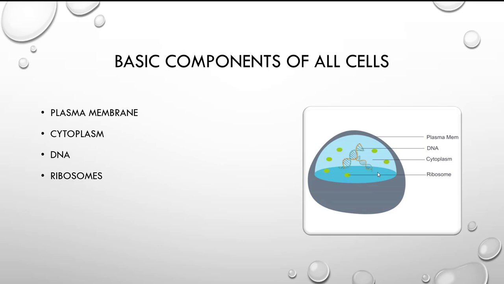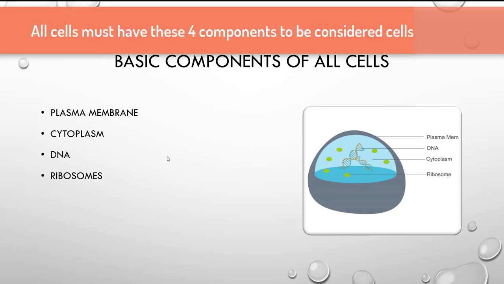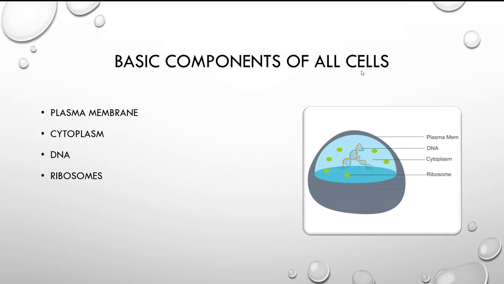So if we come across something that looks like a cell, but it does not have any DNA in it, then it's not a cell. If we come across a cell that lacks ribosomes, then we can't classify it as a cell. It has to be something else. It must contain all four of these components to be classified as a cell. And as we learned from the last video, the smallest characteristic of life has to be a cell. So cells are the basic components of life.